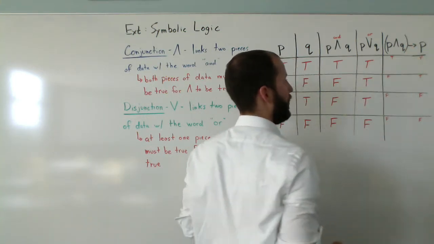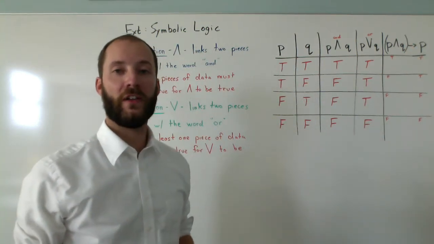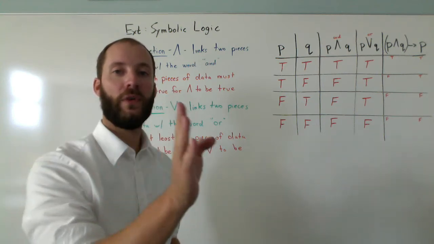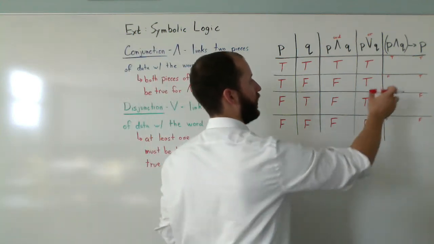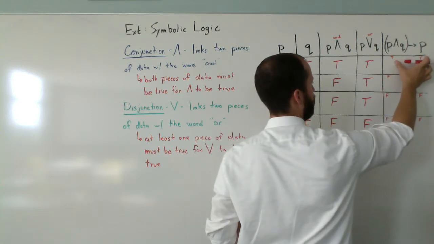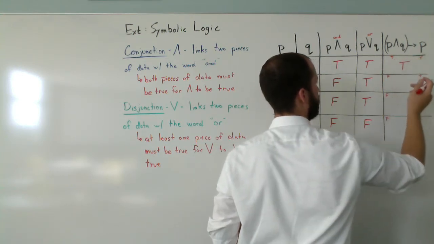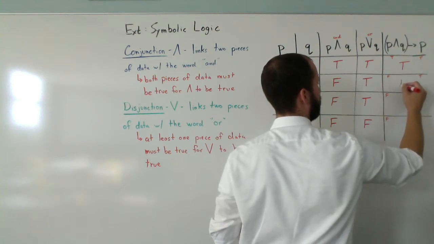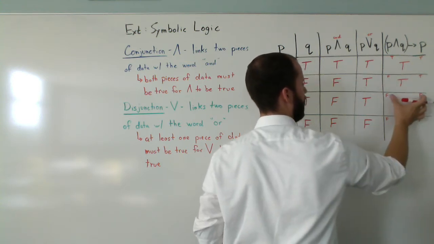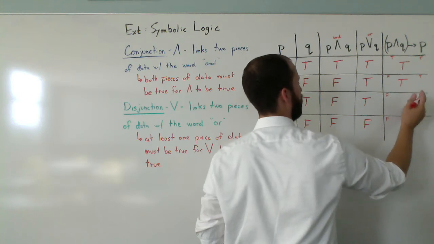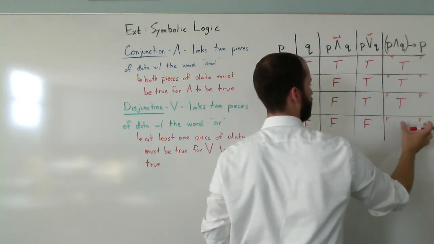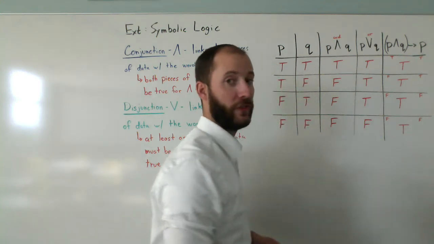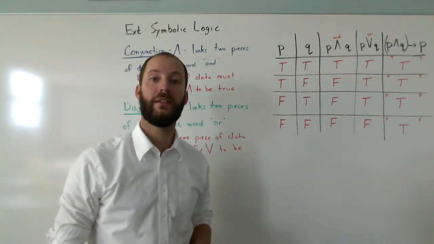Now, a conditional statement is only false with a true hypothesis and a false conclusion. If true, then false. So we look here. We have if true, then true. That is a true conditional statement. If false, then true. That is also a true conditional statement. If false, then false. That's a true conditional statement. If false, then false. That is a true conditional statement as well.